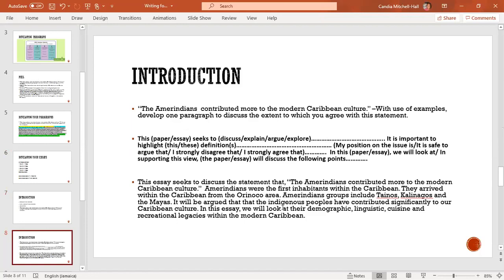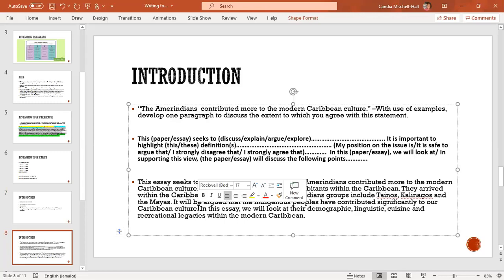And so my thesis now is that it will be argued, what is my position? It will be argued, you should get that. It will be argued that the indigenous peoples have contributed significantly to our Caribbean culture. That is what I am going to argue in my essay. Now, Deidre Jackson's position could be, it will be argued that the Africans and the Europeans have contributed more than the indigenous or the Amerindians. That could have been her position on the issue.